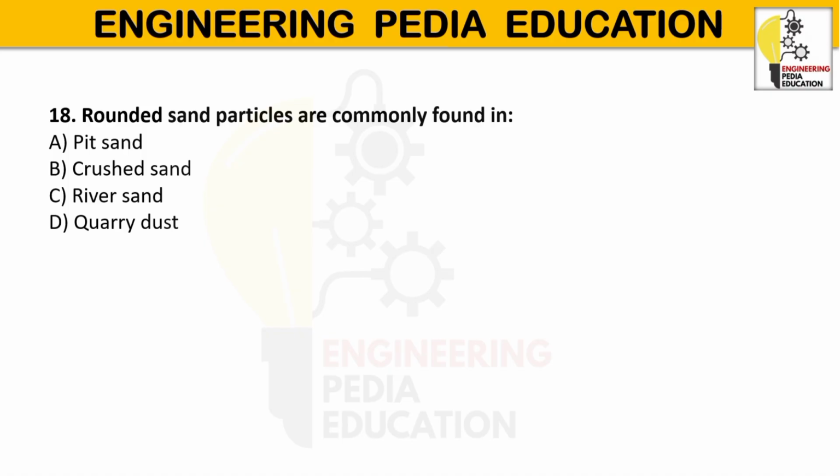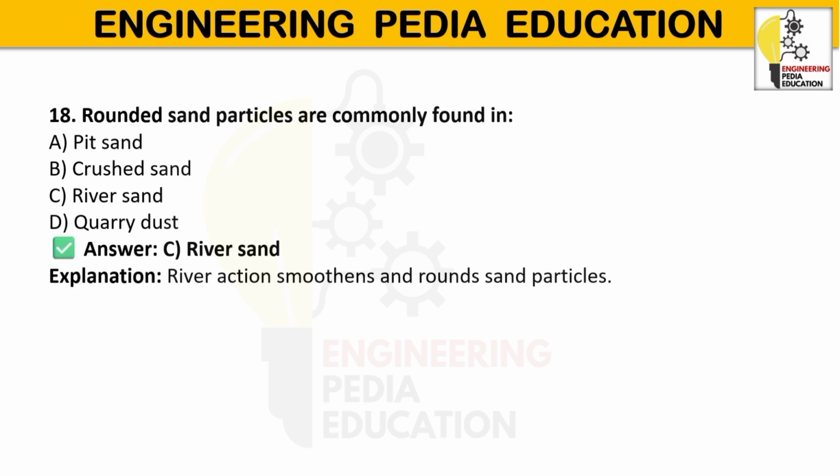Rounded sand particles are commonly found in pit sand, crushed sand, river sand, quarry dust. So the correct answer is river sand. River sand and sea sand: due to the continuous action of flowing water and waves, the edges of particles become smooth and rounded.